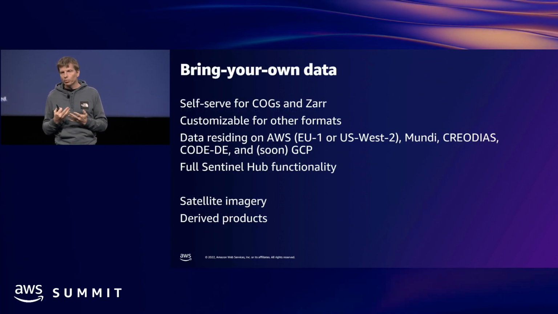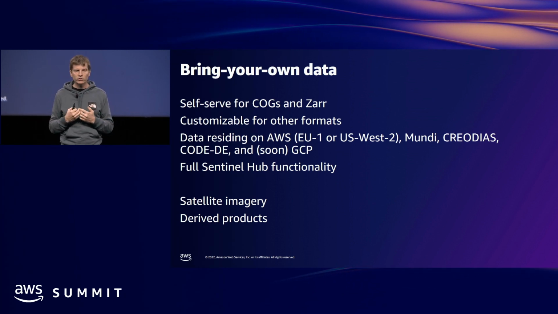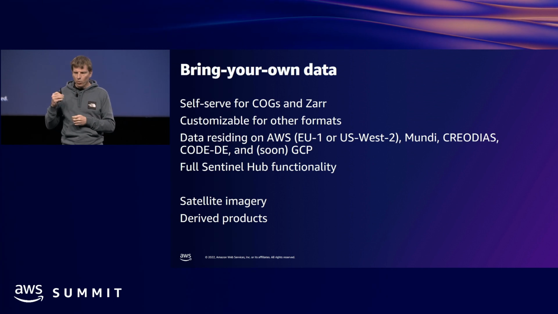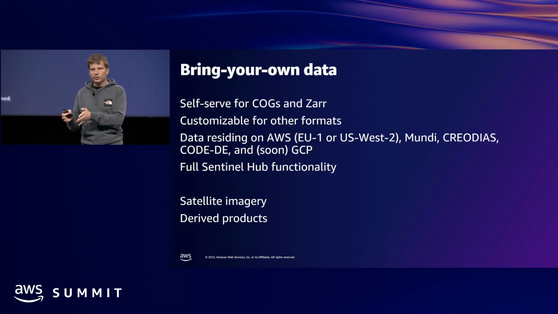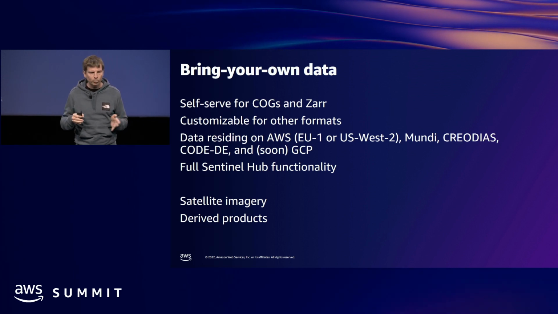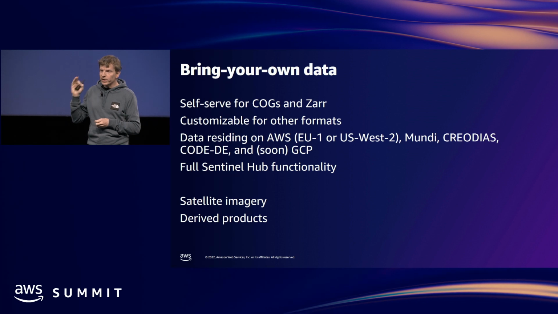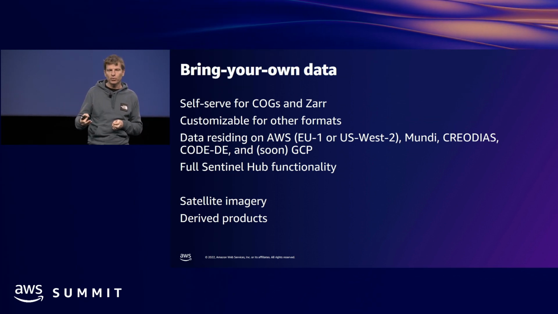Obviously, we don't support all the data because there's so much variety, which is why we built the Bring Your Own Data, like a self-serving facility where you can take your own data and put it on the S3 storage in one of the standard formats, like Cloud Optimized GeoTIFF or Zarr, and then you register it in Sentinel Hub, and suddenly you can do all the functions of Sentinel Hub on top of your data.